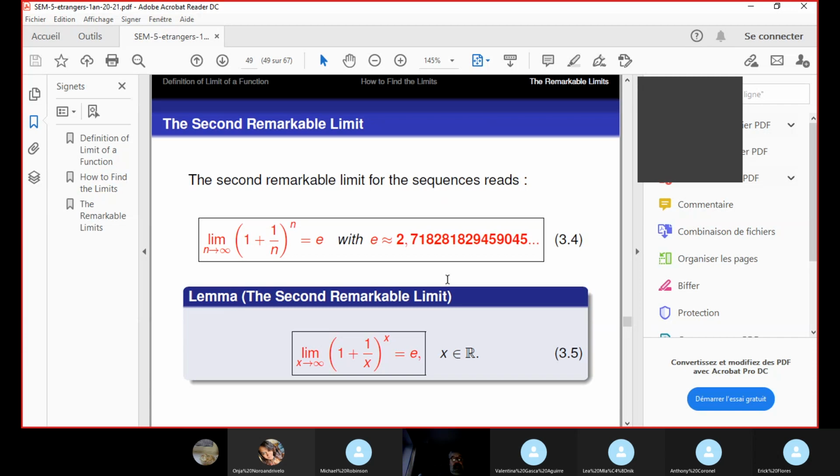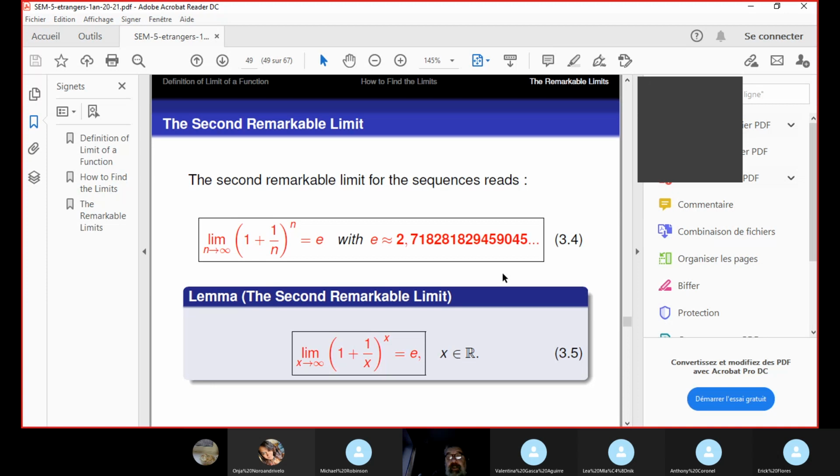So now, next. The next limit is, you know this. I hope you know this, at least from our seminars. As for the sequences, we have the following result. If I take the limit as n, where n is a natural number, of 1 plus 1 over n to the power n, it is e. Here you have some decimals of your number e. It is an irrational number.